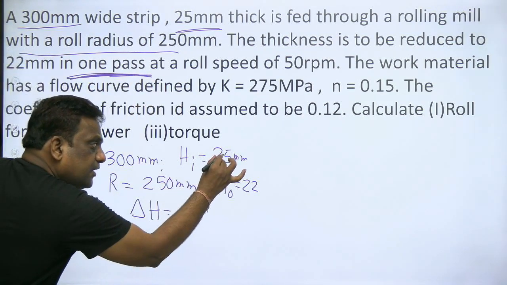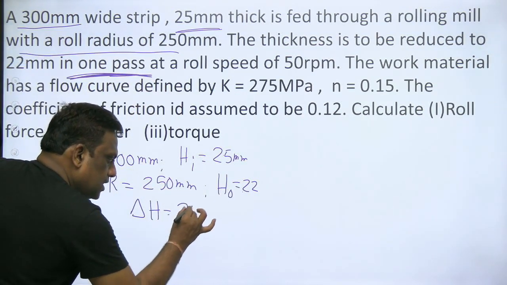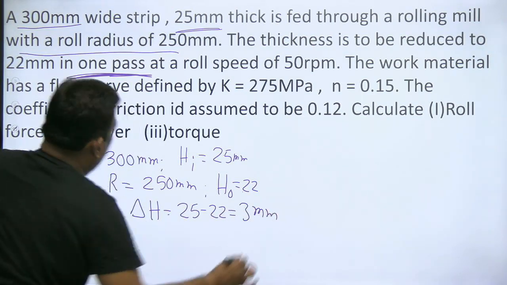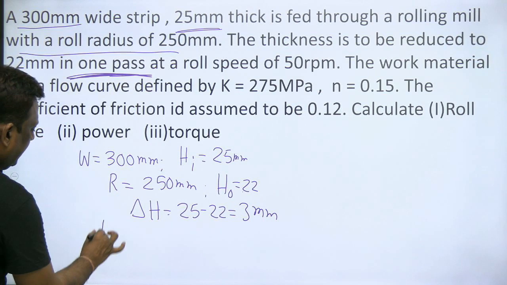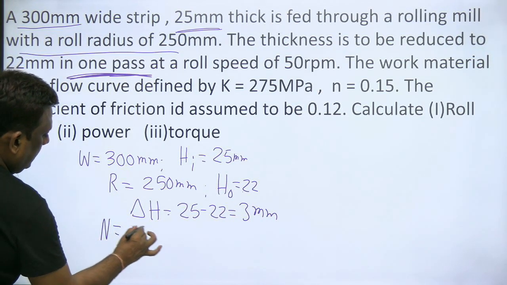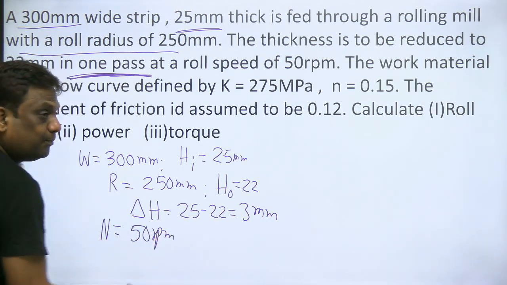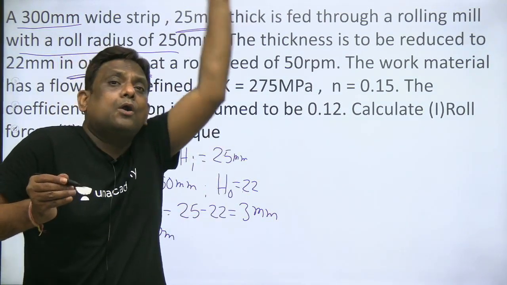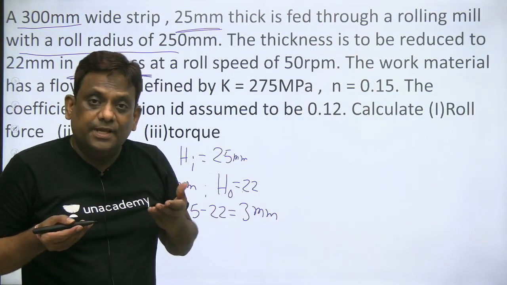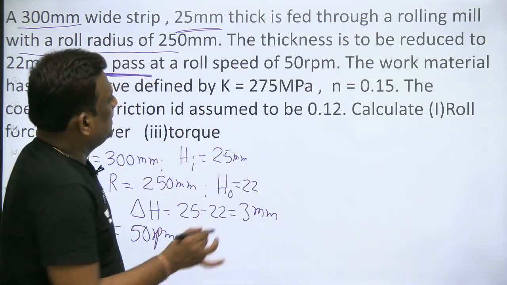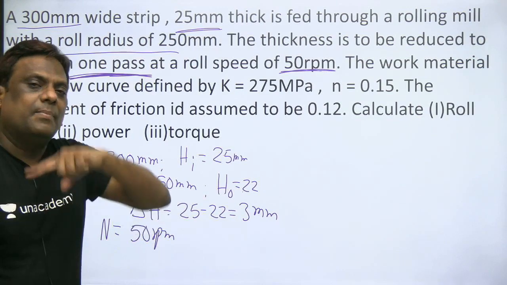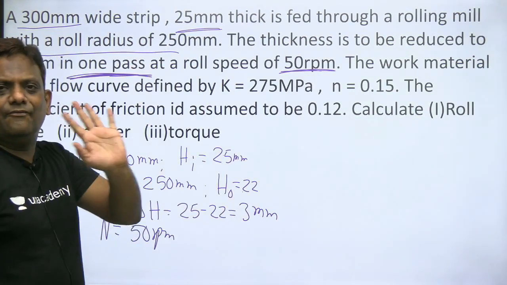So it is 25 minus 22. Take care of units. And the speed is given as 50 rpm. Look, this is also given. Please note that speeds are very low, because such a big roll has to be rotated, so it is achieved very slowly. So 50 rpm means 50 rotations in 1 minute. Not that high.